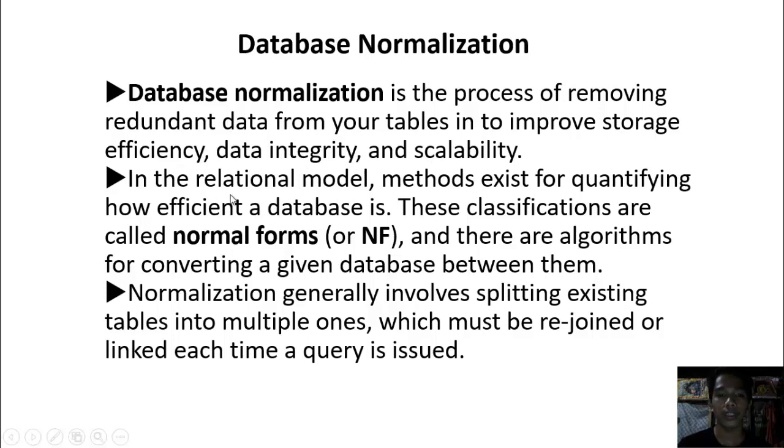scalability. In the relational model, methods exist for classifying how efficient a database is. These classifications are called normal forms, or NF, and there are algorithms for converting a given database between them. Normalization generally involves splitting existing tables into multiple ones, which must be rejoined or linked each time a query is issued.